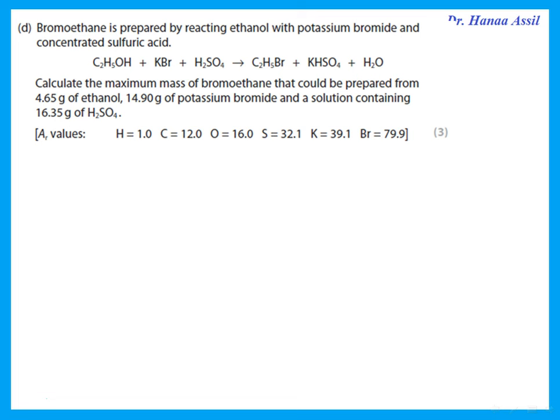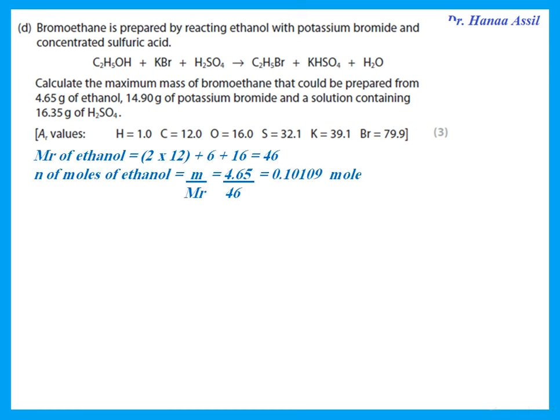Bromoethane is prepared by reacting ethanol with potassium bromide and concentrated sulfuric acid. Calculate the maximum mass of bromoethane that could be prepared from this mass of ethanol and this mass of potassium bromide and this mass of sulfuric acid. So first of all, he's giving me information about all three reactants. Remember that when we have information about all reactants, we're supposed to get the number of moles of each one and then compare to determine which one is a limiting reagent. So we need to get the number of moles of each of these.